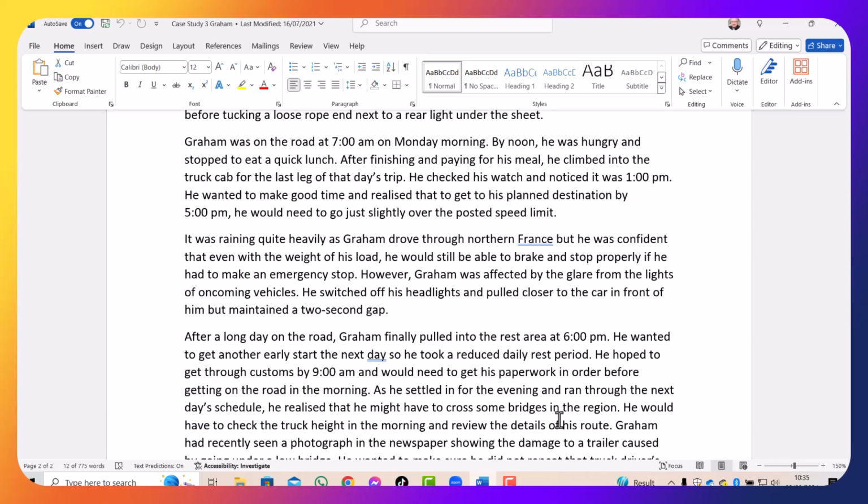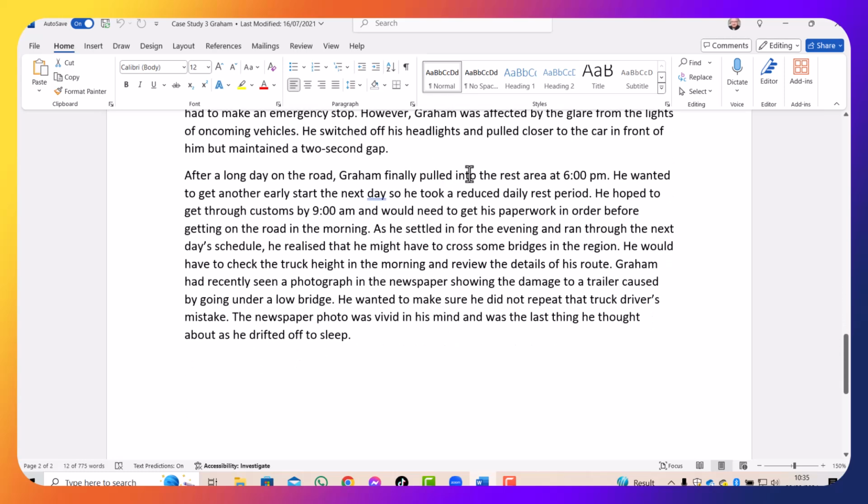However, Graham was affected by the glare from the lights of oncoming vehicles. He switched off his headlights. Why were his headlights on? Well, headlights, I suppose, not main beams. And pulled closer to the car in front of him, but maintained a 2-second gap.